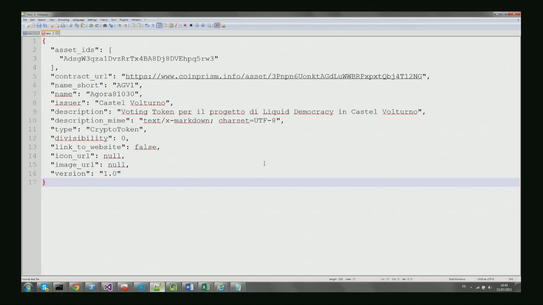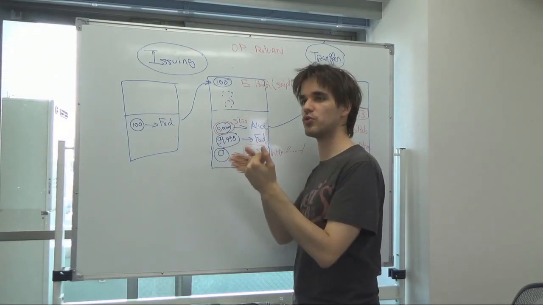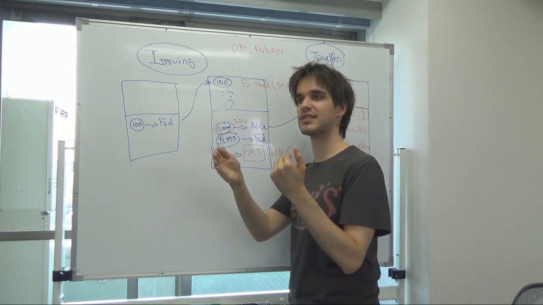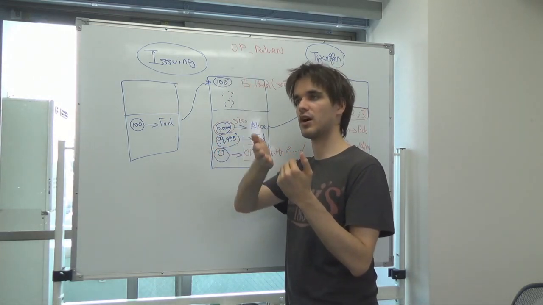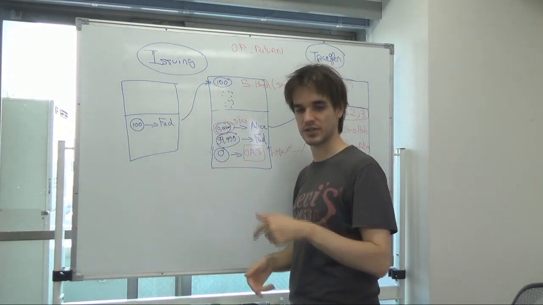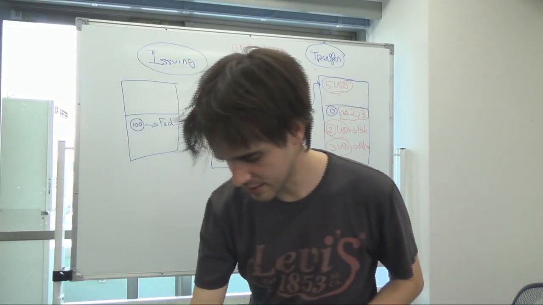So this is the typical structure of an asset definition file. What you can find in it is, for example, the divisibility. The divisibility only matters for visual presentation to the user. For example, if you are issuing USD, on the protocol side, if you want to issue $1, it will be 100. But if you have a divisibility of 2, it means that the wallets will present it as 1.00. So this is the divisibility here.